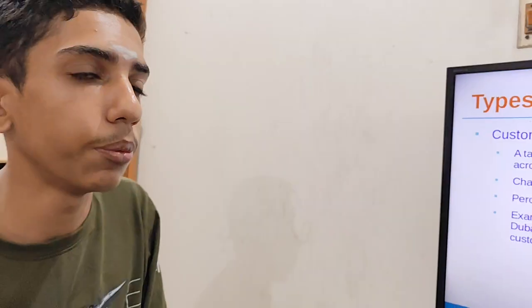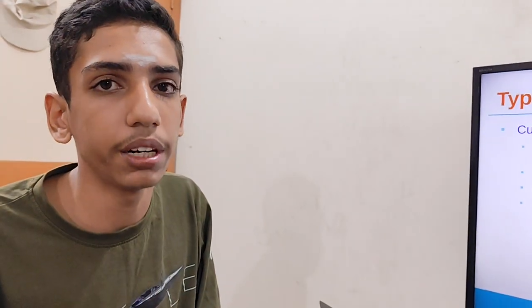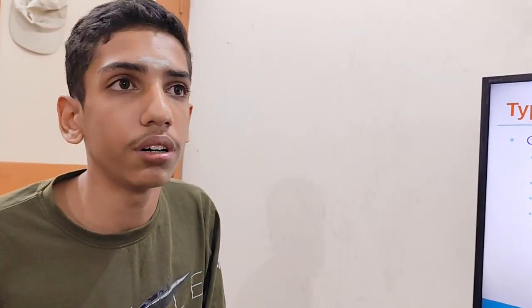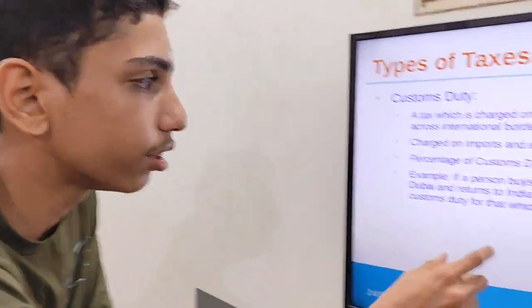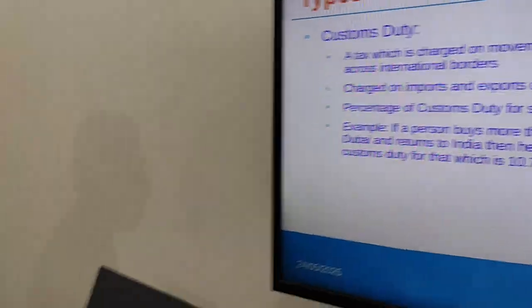And for example, a person buys a fixed amount of gold, which is 20 grams, from any other country and returns to India, then he should pay 10.75% of customs duty in India.